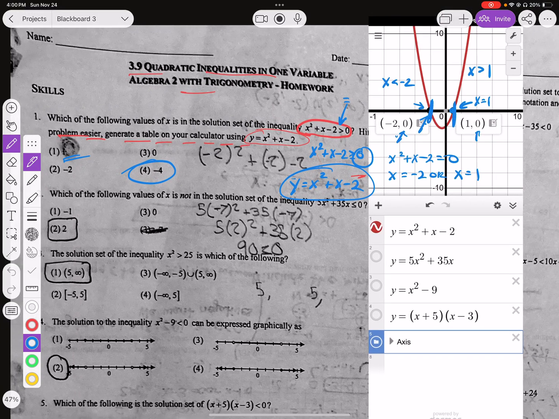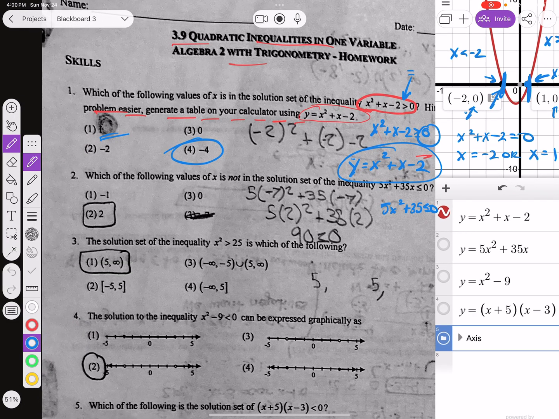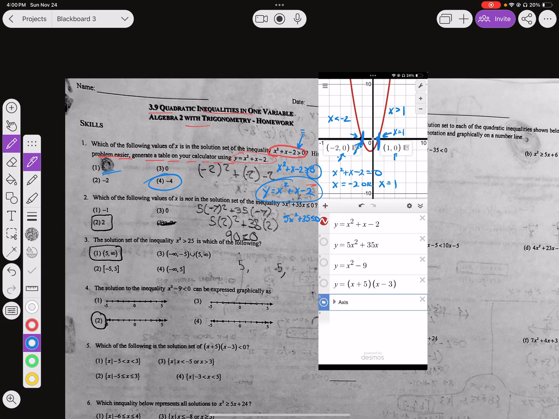Which one is not a solution to the set of this inequality? So we got 5x squared plus 35 is less than or equal to 0. Oh, I did say I would tell you how to do this without a graphing calculator. Let me show you a few more with a calculator, and then we'll look at without a calculator.